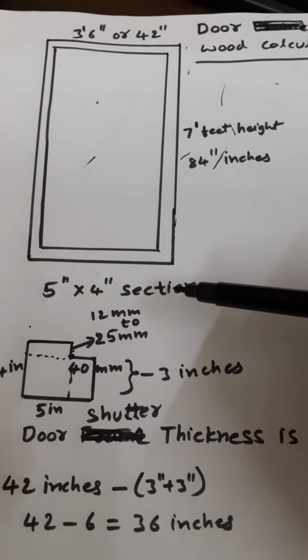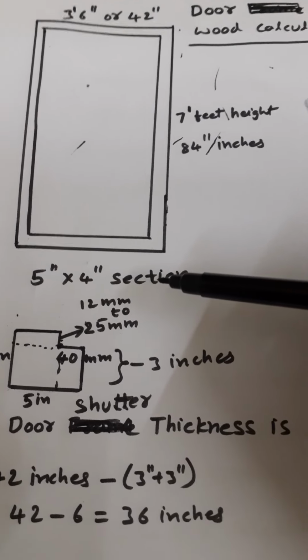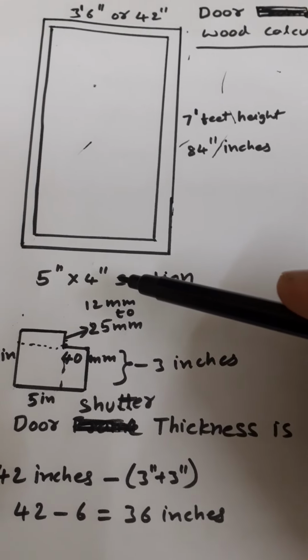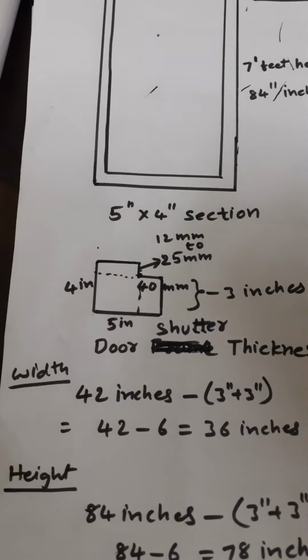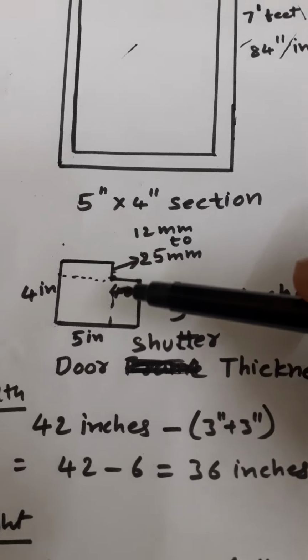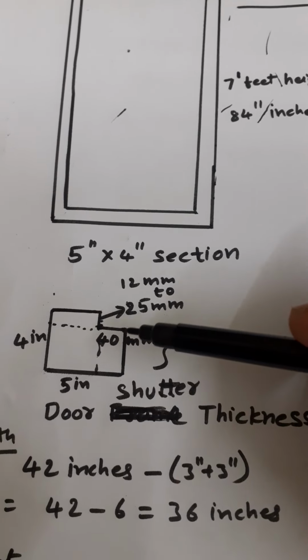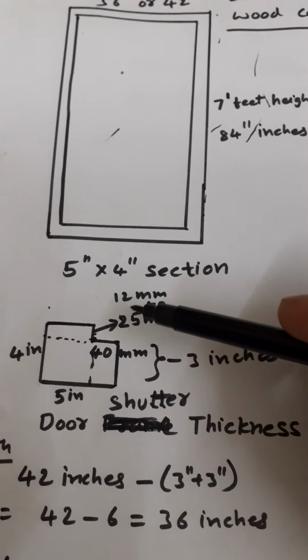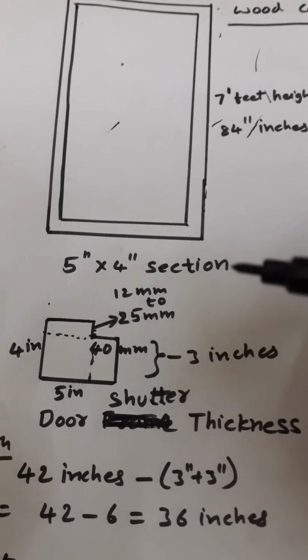For the other doors, the bedroom doors and the bathroom doors, we may consider 4 inches by 3 inches. But generally for the main doors, we will take a 5 inches by 4 inch section to make it look a little bigger. In that section, there will be a cut on the corner to fix the door frame. That is 40 mm at one side, and on the other side anywhere between 12 mm to 25 mm.